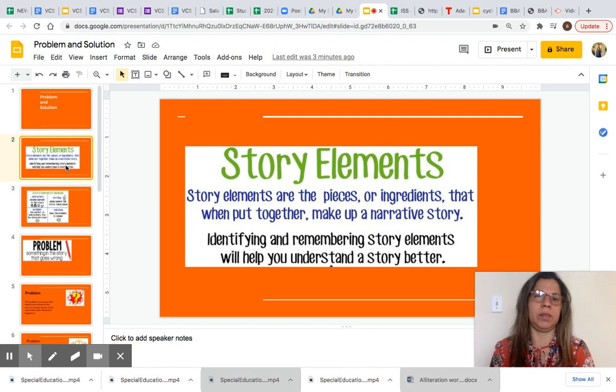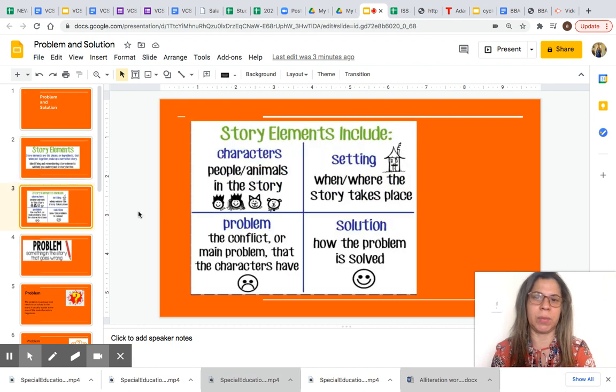Story elements are the pieces or ingredients that, when put together, make up a narrative story. Identifying and remembering story elements will help you understand a story better. Story elements include characters, setting, problem, solution.